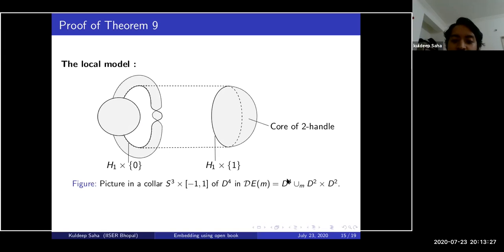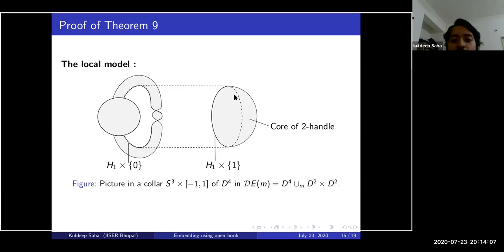So DM contains D4 because it is obtained by attaching a two handle to D4. Take a collar neighborhood of the boundary of D4. It looks like S3 cross minus 1, 1, where S3 cross 1 is the actual boundary. Now we embed a disk inside the zero level, that is S3 cross 0. You attach a Hopf band. Initially it was one boundary component, now you have created two boundary components. Push these two boundary components to the level S3 cross 1. By pushing, I mean take the boundary components and take the product with the interval 0, 1, and that is the cylindrical region here.